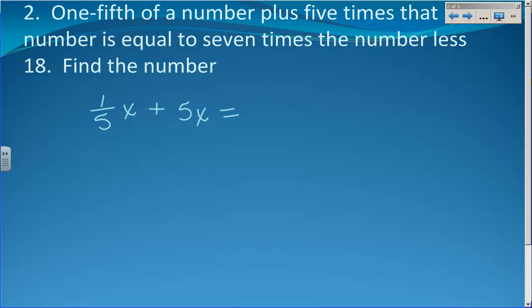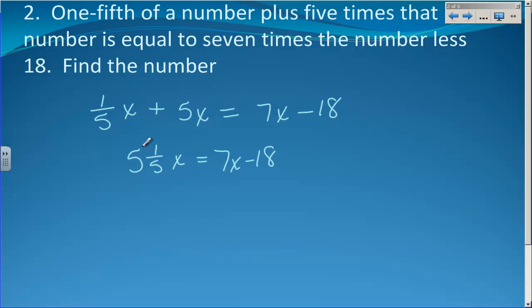It does not say less than 18. It just says less 18. So this is not a flip-flop. It's just 7 times the number minus 18. So now I have an equation with variables on both sides. I'm going to need to get all the variables together on one side and go that route. So the first thing we're going to do is combine our like terms right here. So I have 1/5 x plus 5x, which makes 5 and 1/5 x equals 7x minus 18.